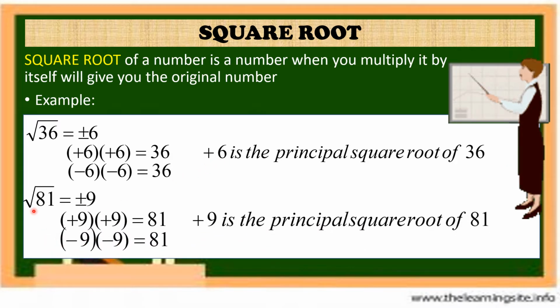We have the square root of 81 equals plus and minus 9. Positive 9 times positive 9 equals 81. Negative 9 times negative 9 equals 81. Positive 9 is the principal square root of 81.